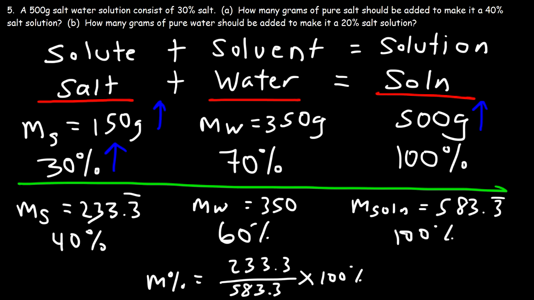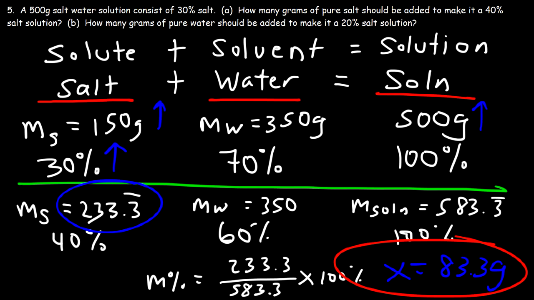And so we have the answer. The answer, though, is 83.3 grams. So that's how many grams of salt that we need to add to the old solution to increase the concentration from 30% to 40%.